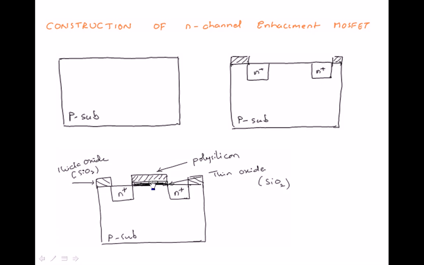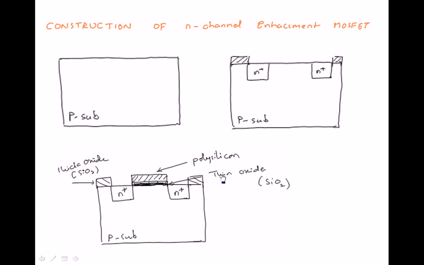And over that one, a thin oxide is going to be placed, which is going to be acting as a dielectric material between the polysilicon gate and substrate. And above that thin oxide, polysilicon is going to be placed, which is going to be acting as the gate terminal. So this is acting as source, this is acting as drain, and it is going to be acting as the gate terminal. Polysilicon is nothing but gate material.